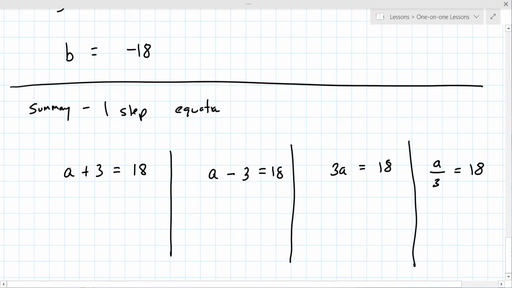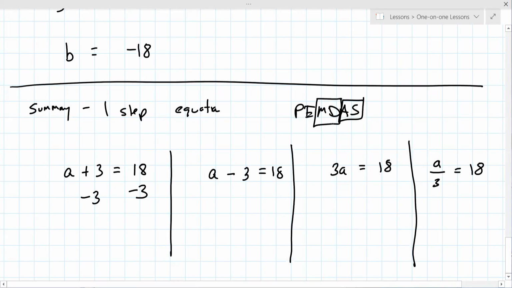So these are the one-step equations. Like in this first one over here, how do you undo plus 3? How do you undo addition? Subtraction, right? So the schools want you to use PEMDAS, but they don't tell you that addition and subtraction go together and multiplication and division go together. So you undo addition with subtraction. Subtract 3, subtract 3.